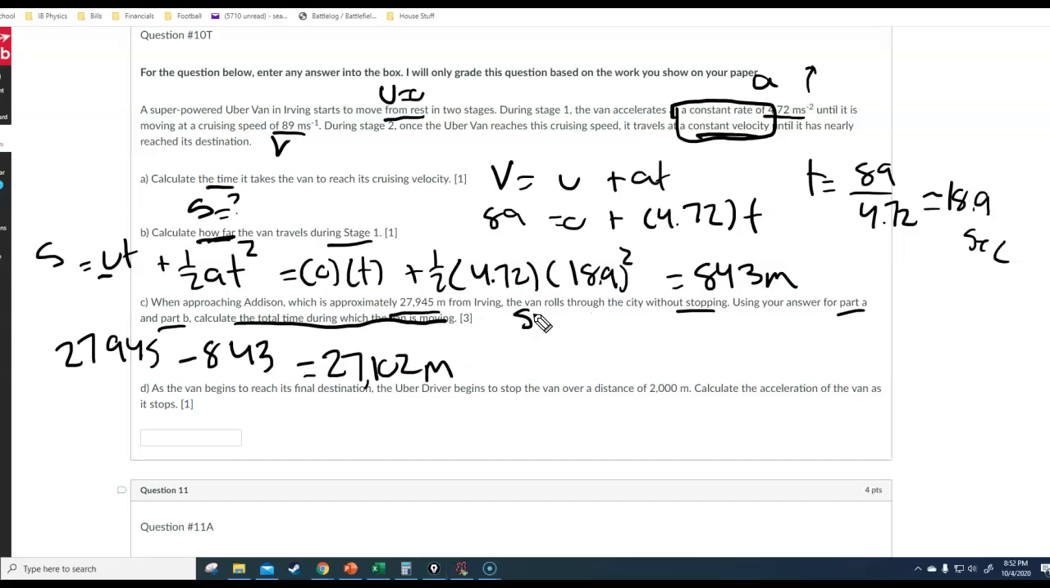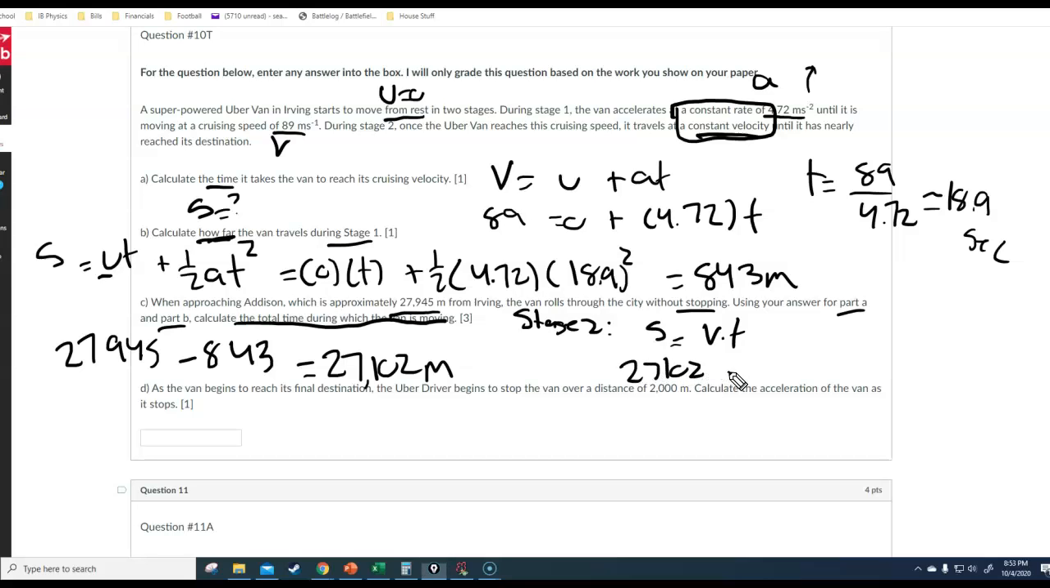And for some reason, most people seem to ignore the fact that stage 2 is constant velocity. Okay, stage 2 is a constant velocity problem. That means all you had to do was S equals V times T. If you did anything other than S equals V times T, if you use any constant acceleration equations, you lost a lot of points, okay? Because constant velocity, you can only use the constant velocity equation.